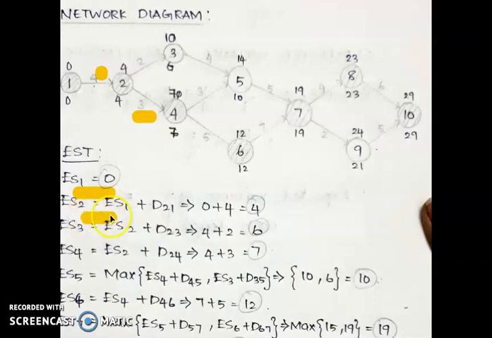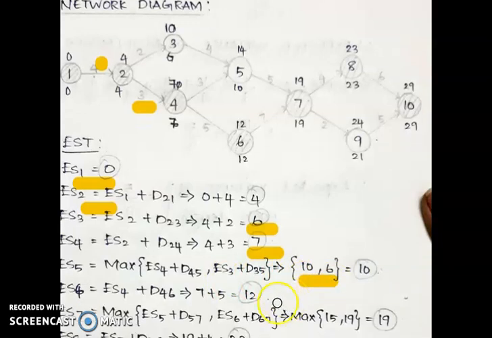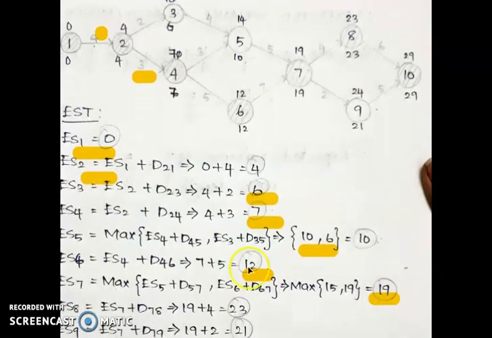ES2 value will be 2: ES1 plus T1 gives 4. Similarly ES3 equals 6, ES4 equals 7, and for 5 there are 2 sources and 1 destination. So we maximize: ES4 plus D45 is 10, comma, ES3 plus 5 is 11... the maximum value will be 10. ES6 value will be 12, ES7 value will be 19. For ES7 here also there are 2 sources and 1 destination.